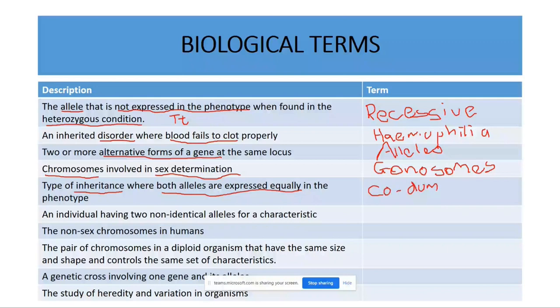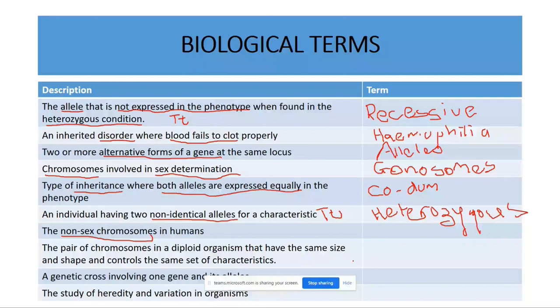Next one, an individual having two non-identical alleles, meaning the alleles are different, they're not the same. If I have non-identical alleles, I am referred to as a heterozygous. Oh, I write like a grade R. What do I call the non-sex chromosomes? This is the opposite of that one. The non-sex chromosomes are referred to as autosomes.